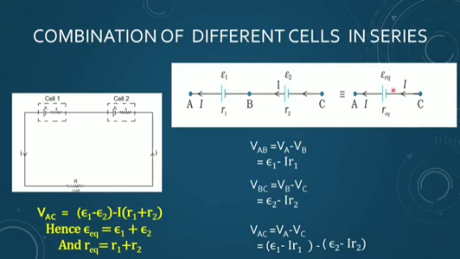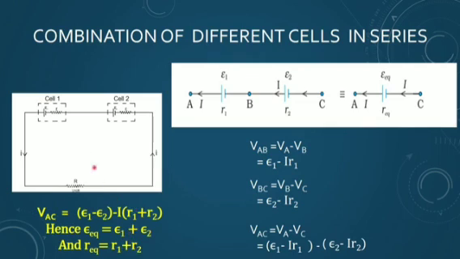And if you want to find A to C, then it will be VA minus VC, which is found by adding these two values. So you get E1 minus IR1 plus E2 minus IR2. You may use the symbol E or epsilon. If you compare with the equivalent equation, then E1 plus E2 is the equivalent EMF, and R1 plus R2 is the equivalent resistance.